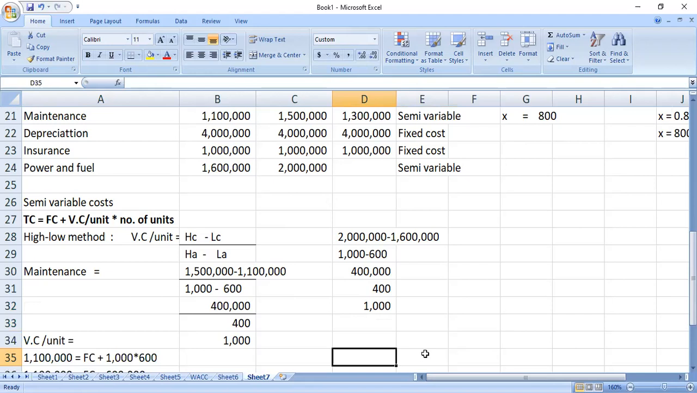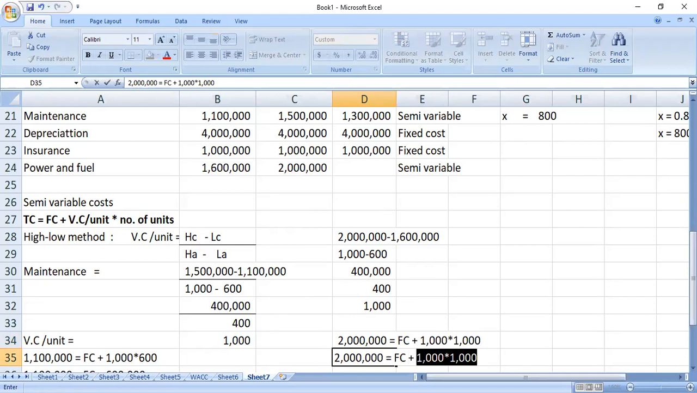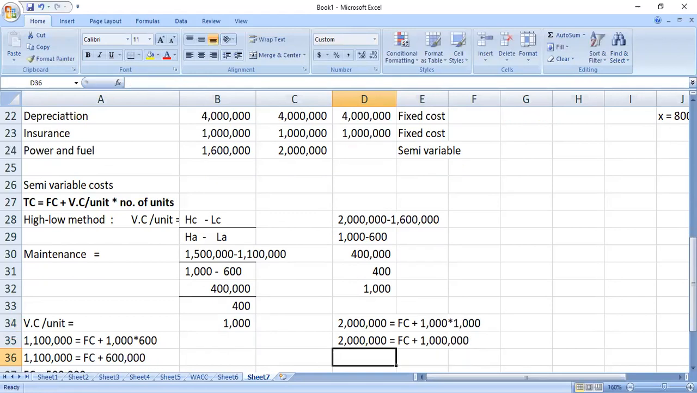You can still complete. So if I'm going to use the high one, which is 2M, our formula is this one here. Hence, 2 million equals a fixed cost, which I don't know yet, plus a variable cost per unit, which is 1M, times the number of units at that level, which is 1,000 in this case. So therefore 2M equals fixed cost plus 1M. Therefore, fixed cost must be equal to 1M.